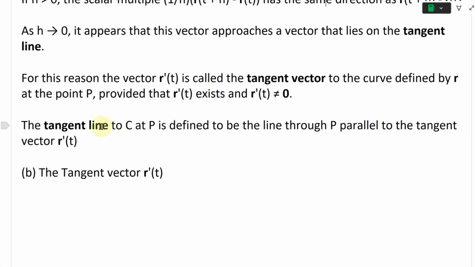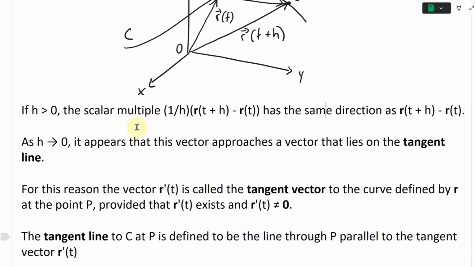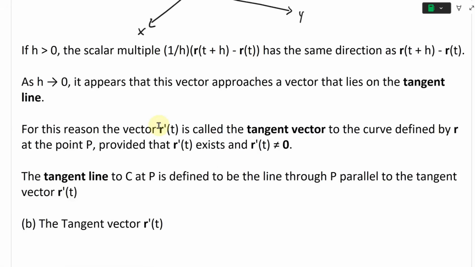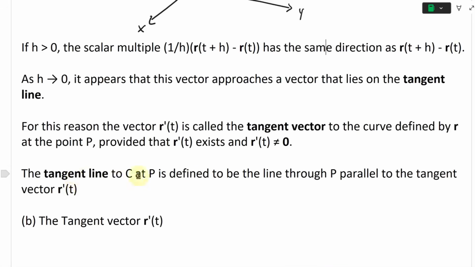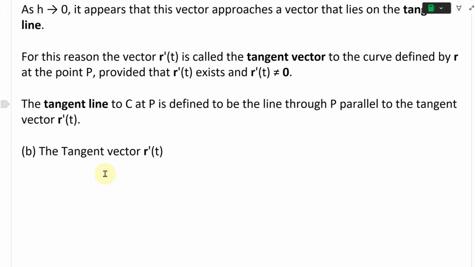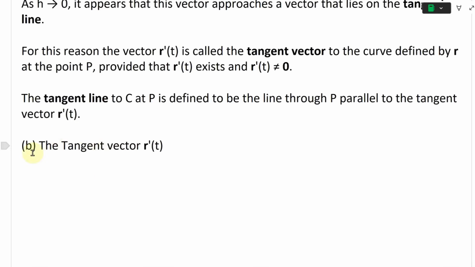And the tangent line to C at P, so basically the tangent line to the curve C, is defined to be the line through P parallel to the tangent vector r prime of t. So basically you draw a tangent line straight across the entire vector r prime of t. All right, so now let's draw this all out, to make more sense here.